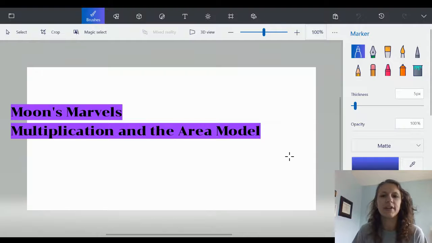Hi everyone, we are here to go over how we can use our area model to multiply integers.